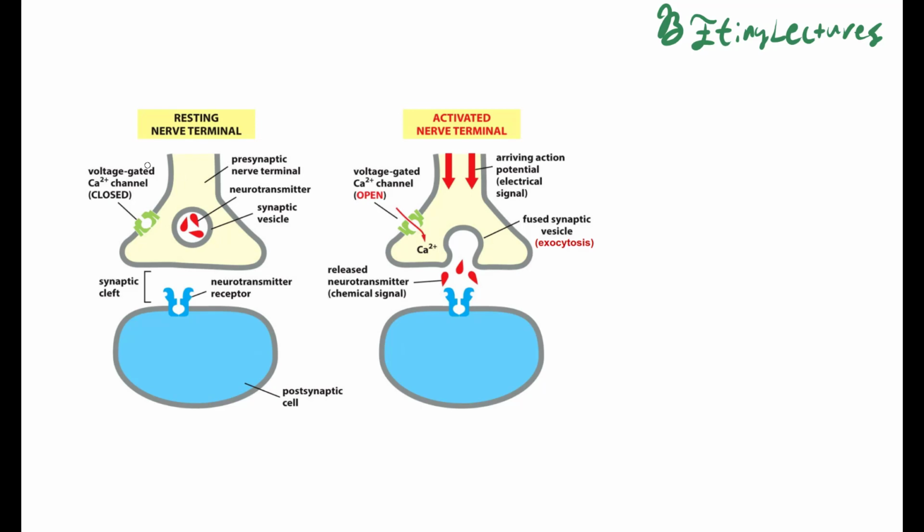So along this presynaptic, this is going to be pre right here, and this is going to be post right there. And let's say that this is a muscle cell. A very common example in biology classes is muscle cells, and we're going to see how muscles can contract by using action potentials.